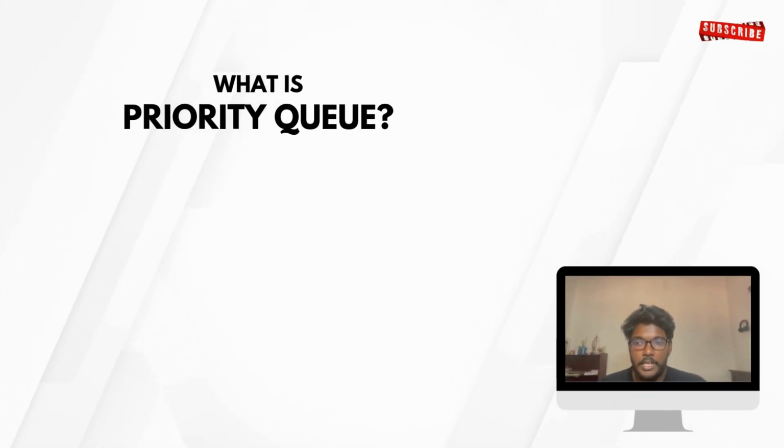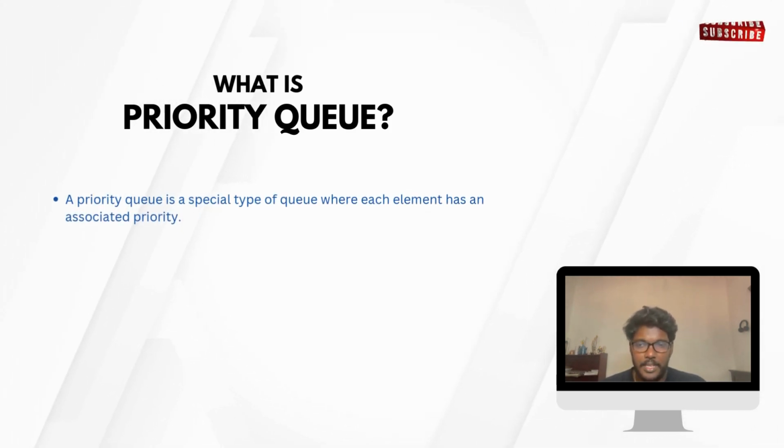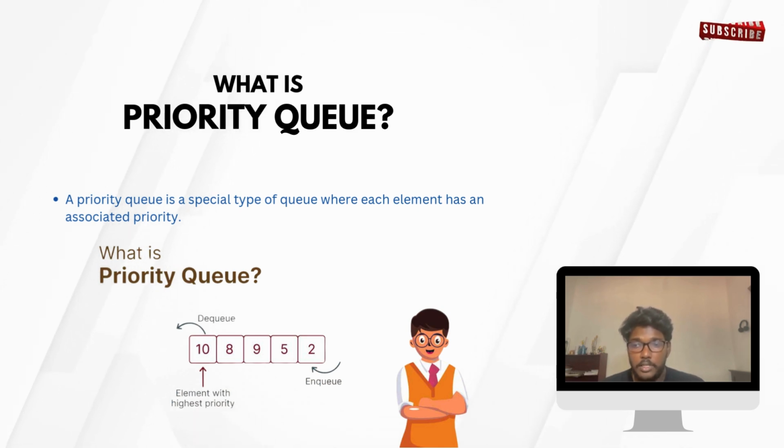You are probably familiar with regular queues, where items are processed in the order they arrive: first in, first out. But what if some items are more important than others? That's where priority queues come in. A priority queue is a special type of queue where each element has an associated priority. Instead of processing items in the order they arrive, we process them based on their priority. The highest priority item goes first.